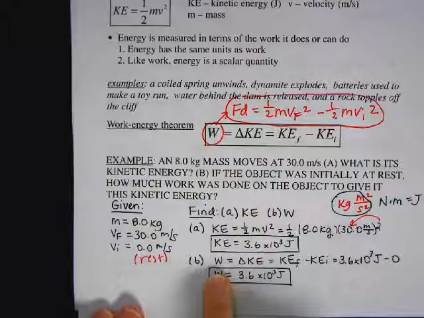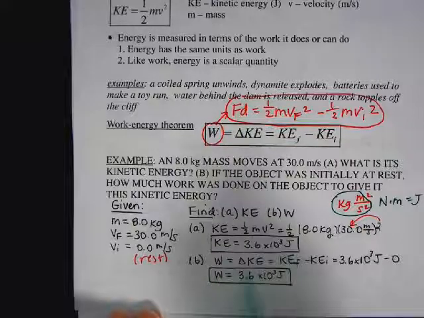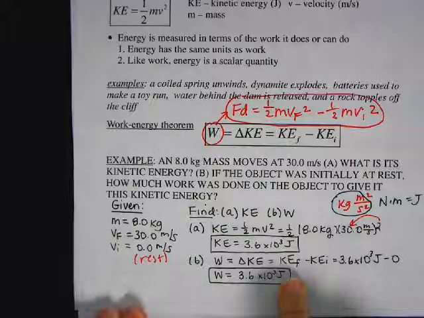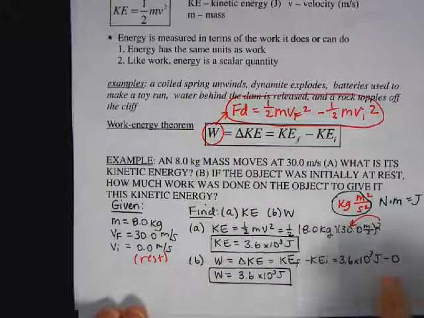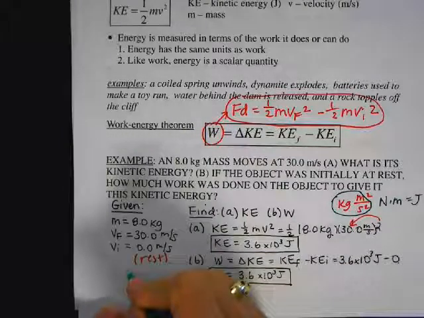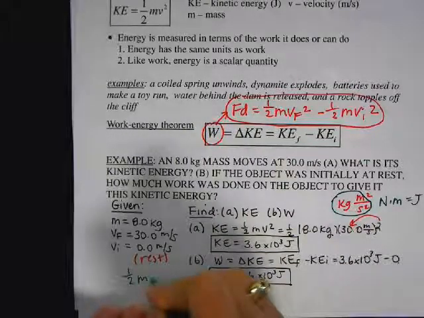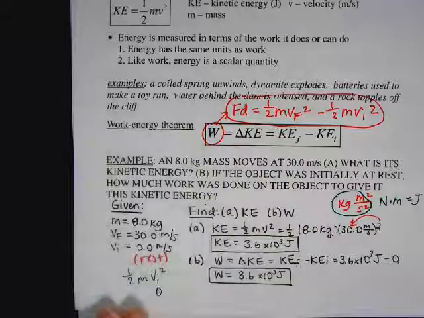Part B says how much work was done. Well, I know that work is equal to the change in kinetic energy, which is the final minus the initial. So the final kinetic energy I found right here, the initial kinetic energy is 0 because the velocity is 0. Because if I have 1/2 mv squared, if velocity is 0, anything times 0 is 0. And that's it.